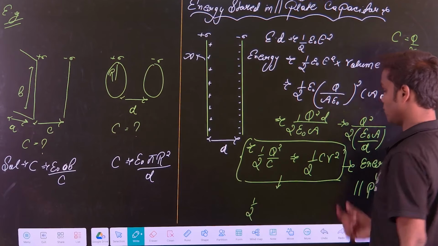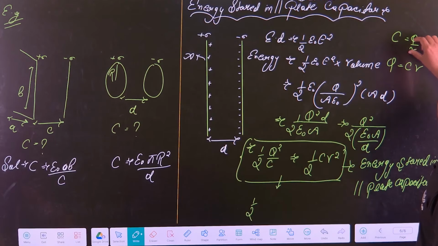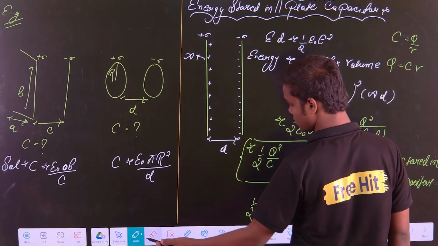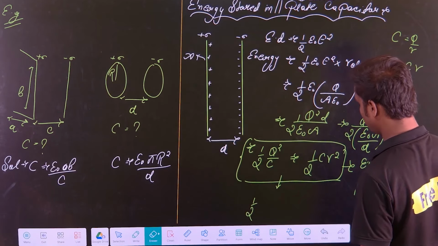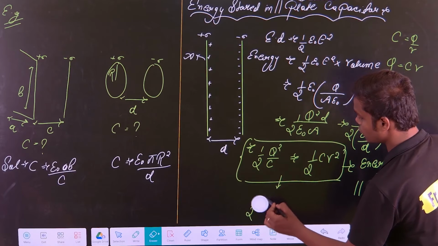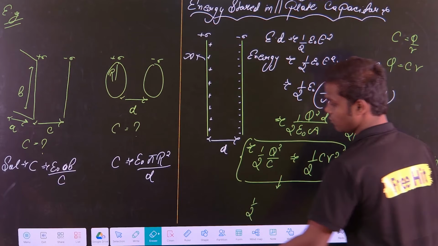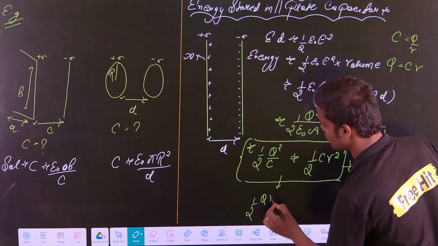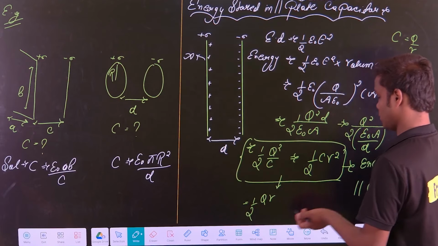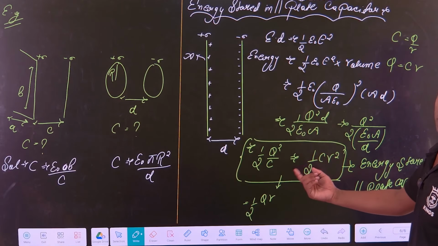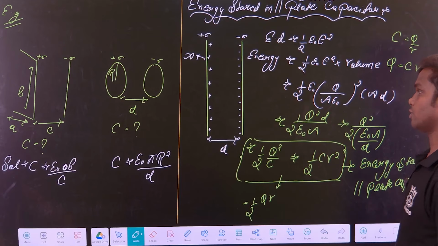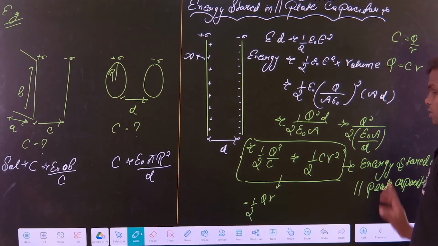or you can write one more formula. See, what is V? V is defined as Q by C, or you can do one more thing: C and V is Q, so half QV. That can be one more formula. If you want, you can write half QV. But these two are mostly used. Clear? Till here, note it down.